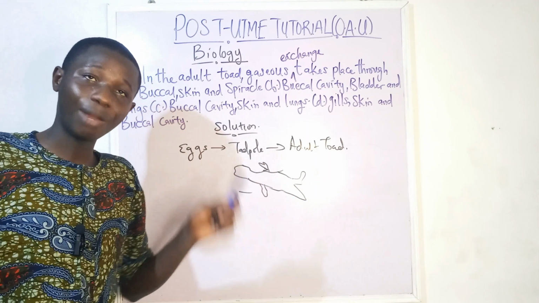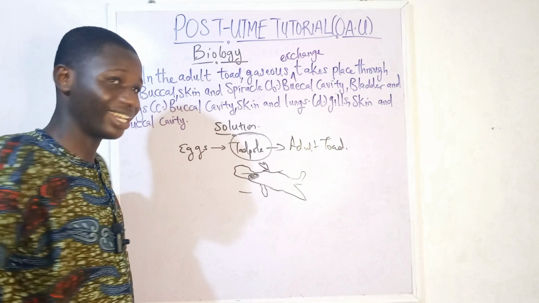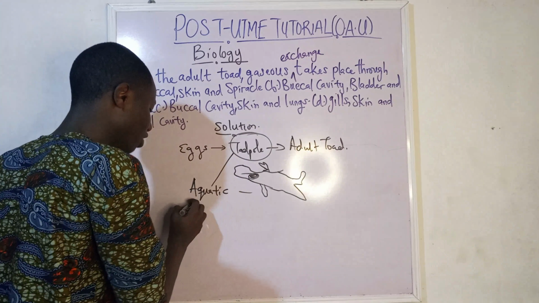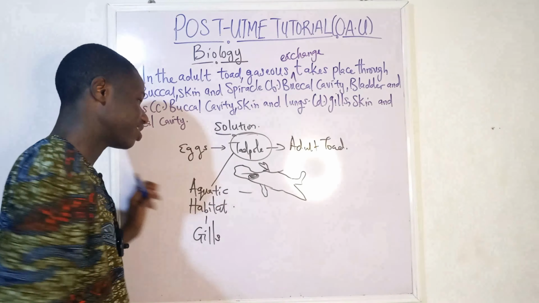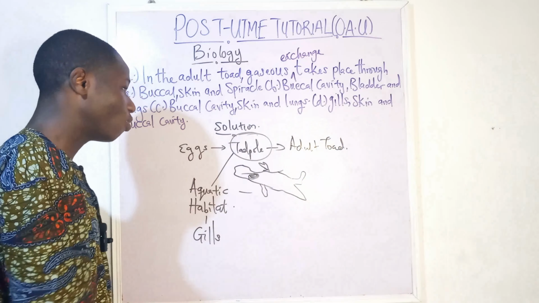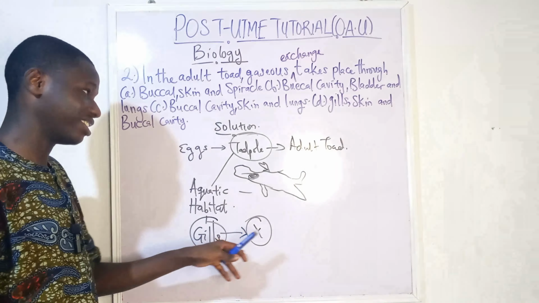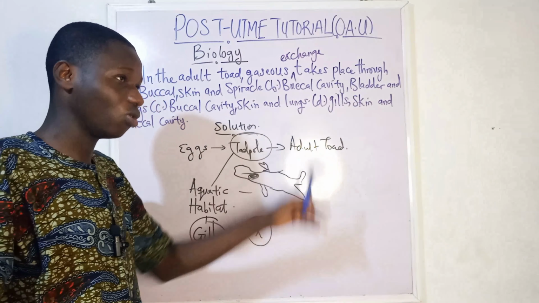So the thing about tadpole is that when they want to carry out their own gaseous exchange, because the tadpole lives mainly inside the water, right? That is, they live mainly in aquatic habitats. And you know that most of the organisms that live in the aquatic habitat make use of gills. But as time goes on, as tadpole transforms to adult toad, tadpole loses these gills. That is, these gills will be lost when it gets to the adult toad.